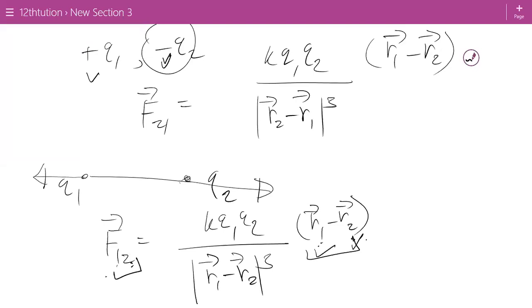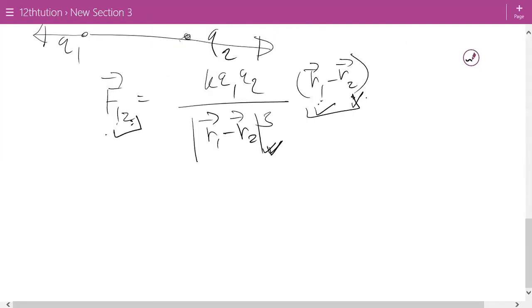And this doesn't matter however you write it, because it is a modulus. So |R1 minus R2| is equal to |R2 minus R1|. Mod means you have to take the modulus of a vector: calculate R1 minus R2 and take the magnitude of that vector. So that is the force in vector form. You can write that. That is important.